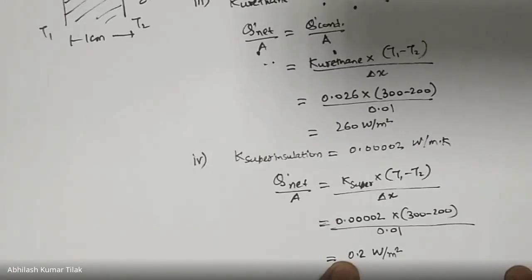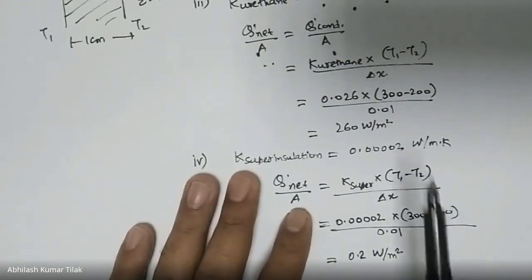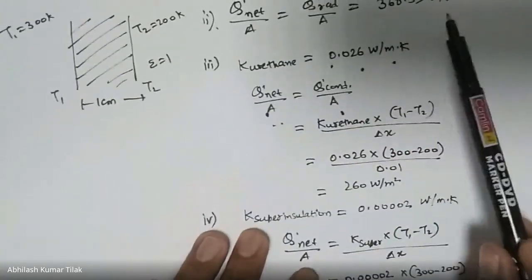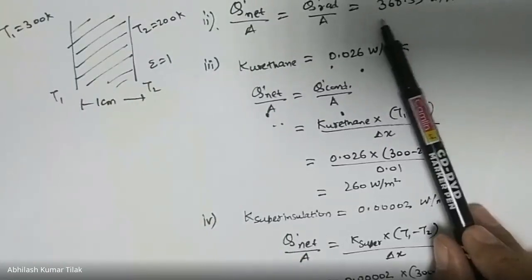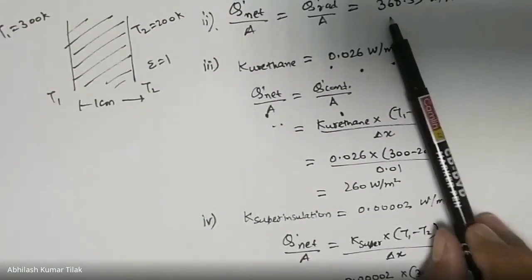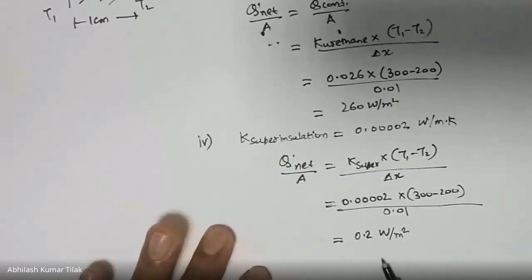So this is almost 1 by 1000 of the heat transfer to the vacuum. The heat transfer to the vacuum was this value, that is 368.55. So you can see it is very minimal compared to that.